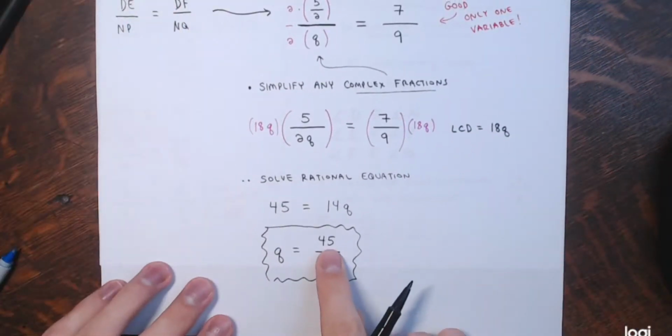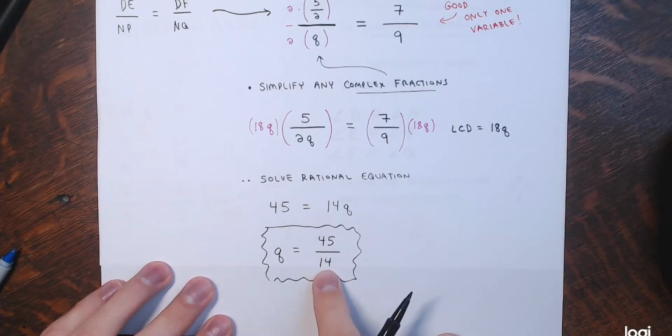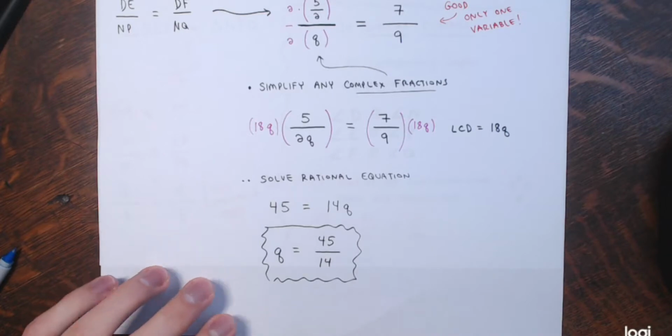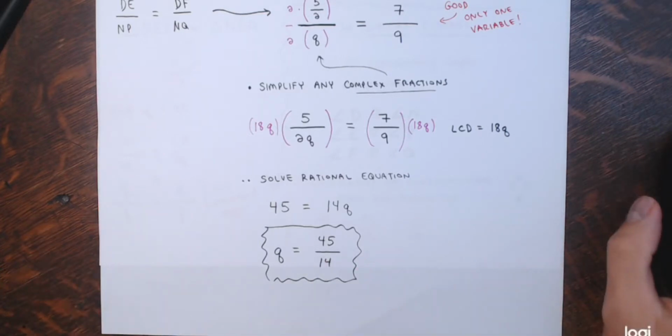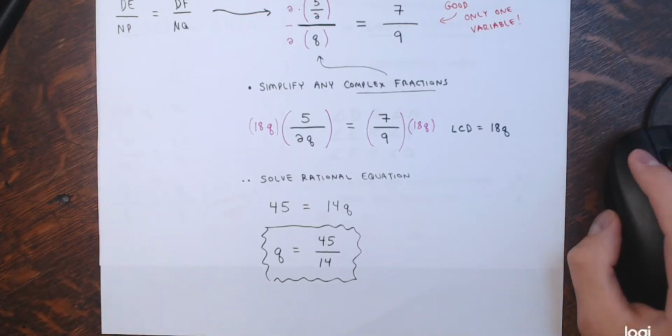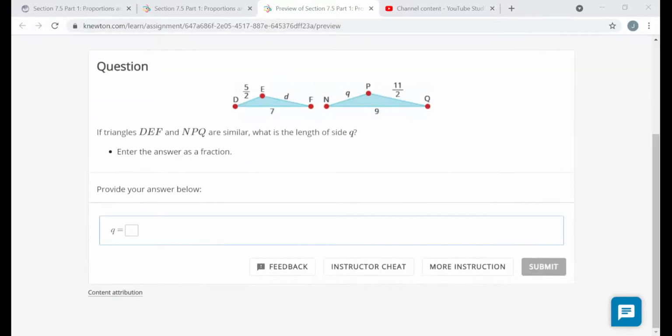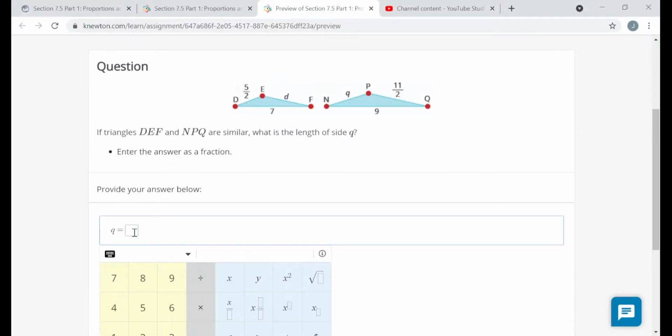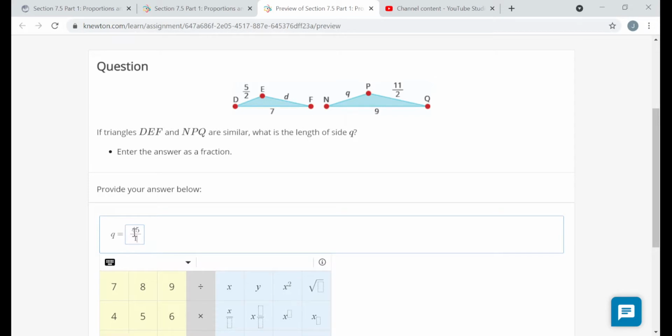45 is 5 times 9, or 5 times 3 times 3. 14 is 2 times 7. There are no common factors, so that's what they want me to enter. Enter it as a fraction. All the way back here, q equals 45/14.